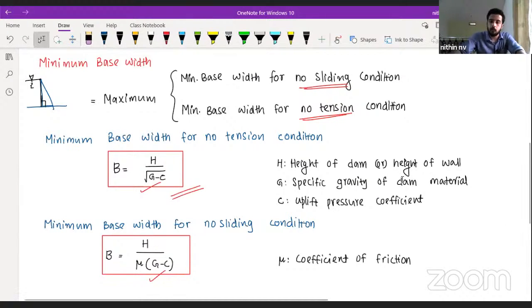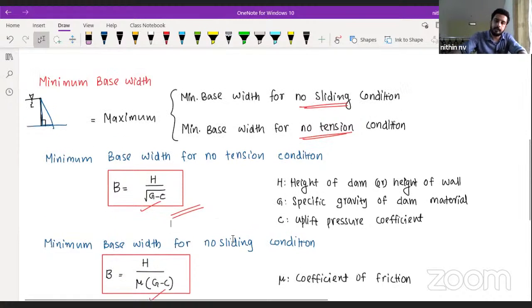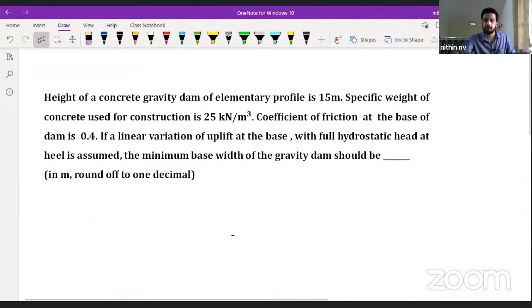Clear? Now go back to the question and take the data, direct substitution within 30 seconds, answer is ready. Now tell me what is the answer? Very easy, direct substitution. It's not a complex question and all. I just want to let you know that this particular topic is important.